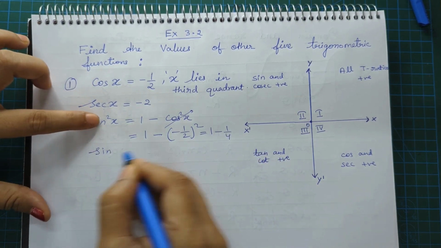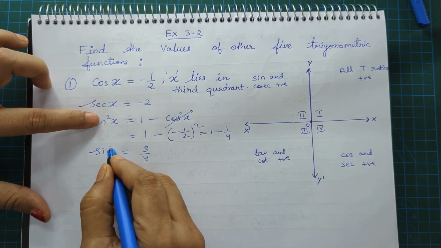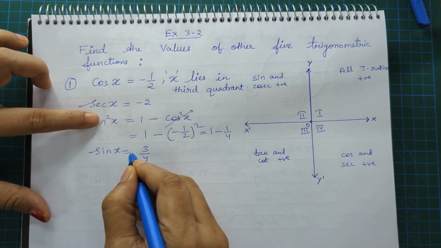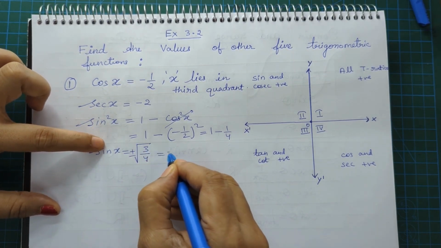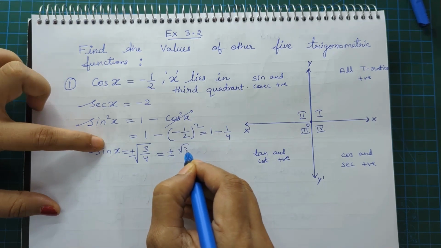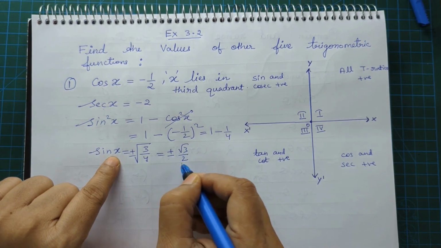So sin square x is 1 minus 1 by 4, which is actually 3 by 4, but whenever we take out the square, we put plus or minus under radical. So sine of the same angle is plus or minus root 3 by 2. So sine of that angle is plus root 3 by 2 or minus root 3 by 2.